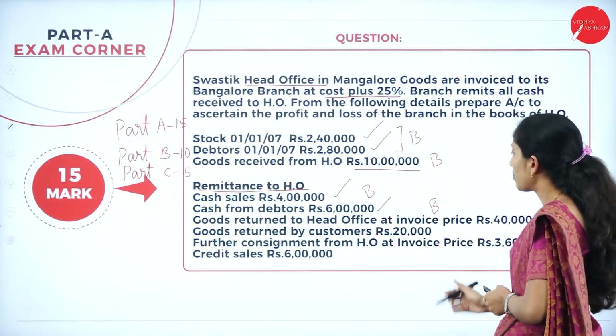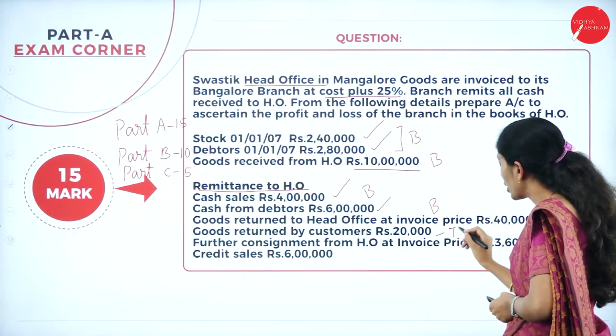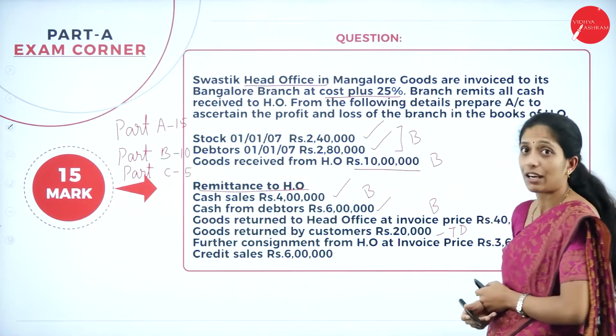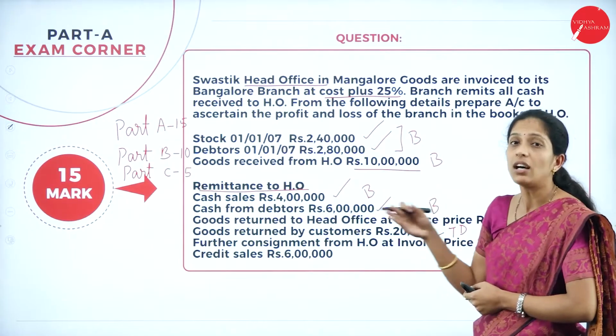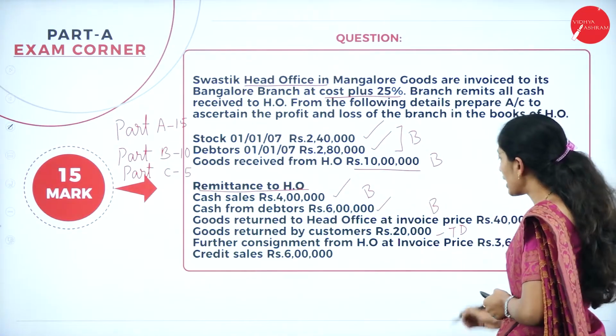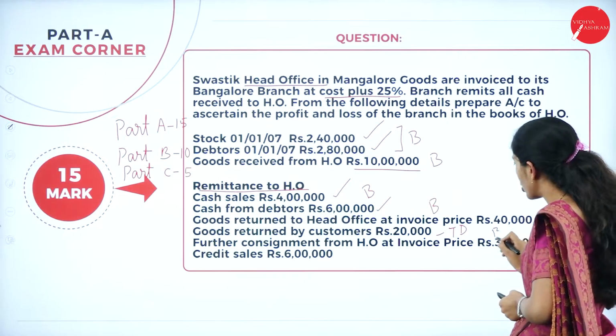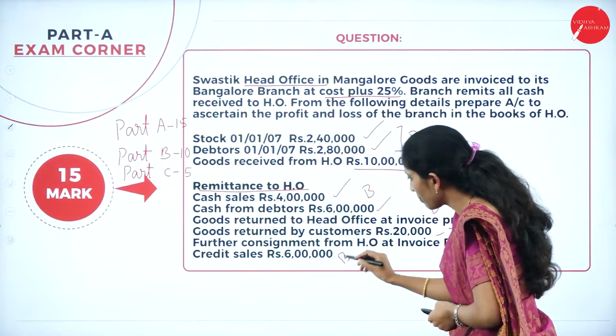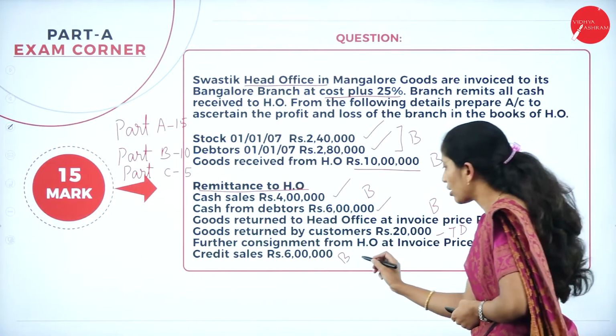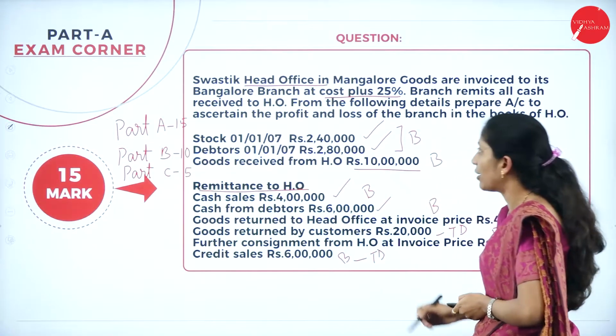Next, goods returned by customers. Here we are going to record it in total debtors account. This item comes under total debtors account as a working note. Next, further consignment we will record in branch account. Next, credit sales we will record in branch account, and at the same time we will record in total debtors account.